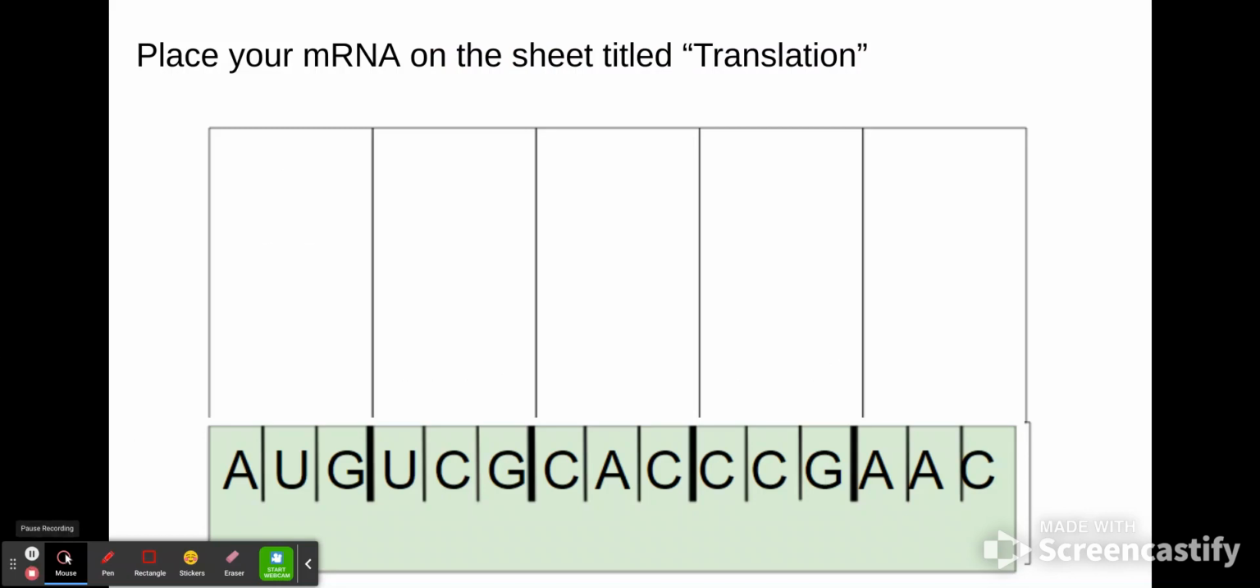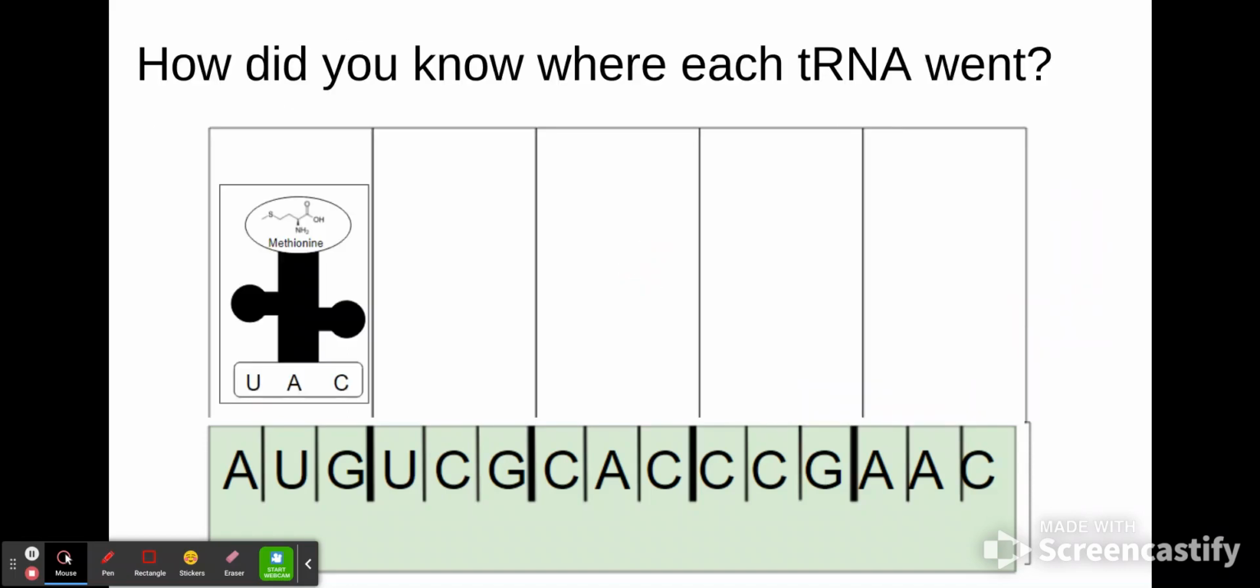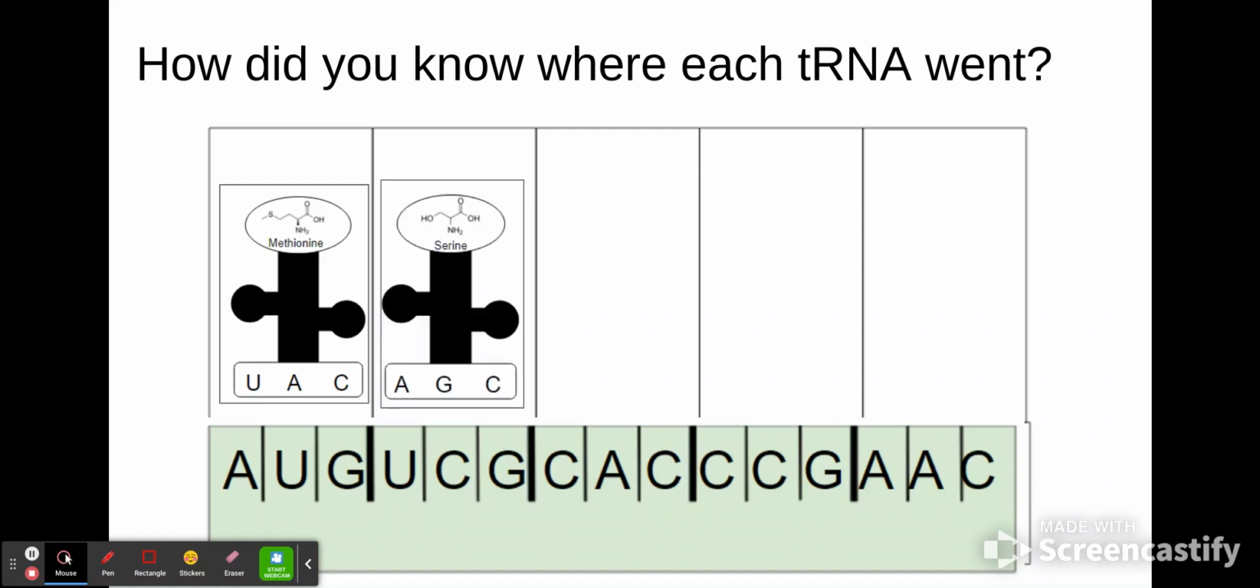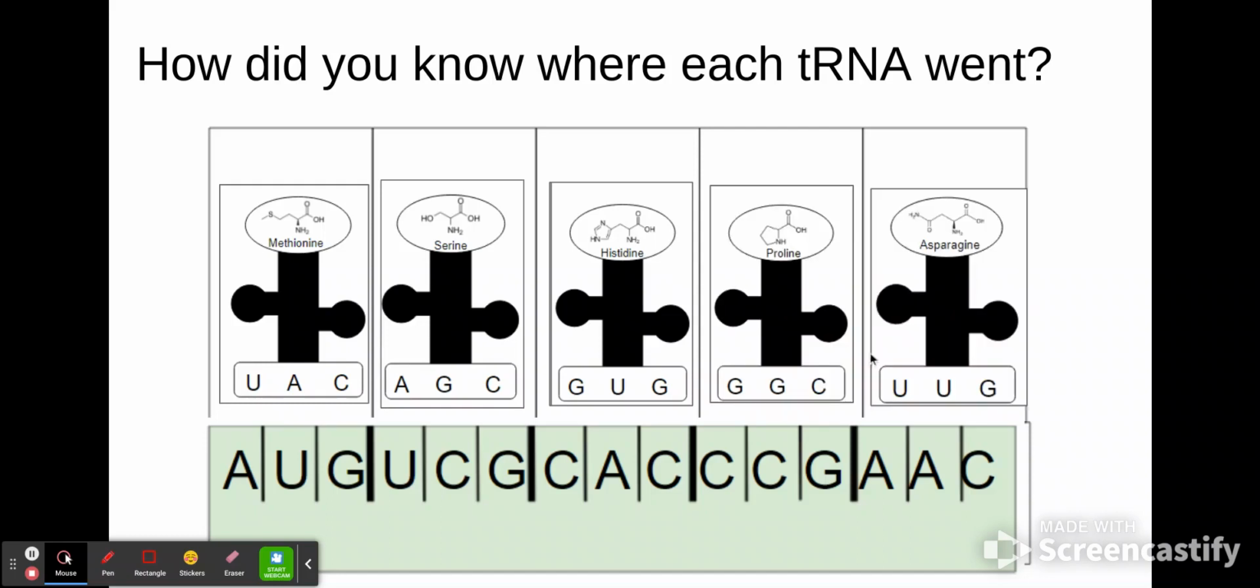Good. So our question of how do we know where these tRNA cards go? Well, they matched. You could have used that you knew methionine was the first one. And if you look, methionine is the amino acid up at the top. It's matching A with U with A, and G with C. So the rest of them are going to match in here too. And all of their letters are opposite. It's one giant matching game.